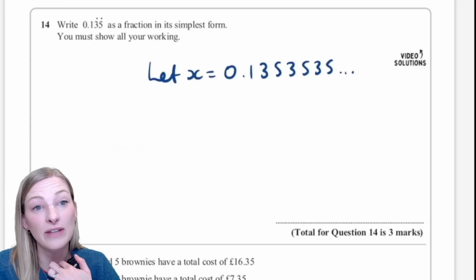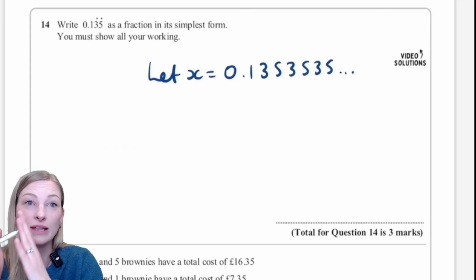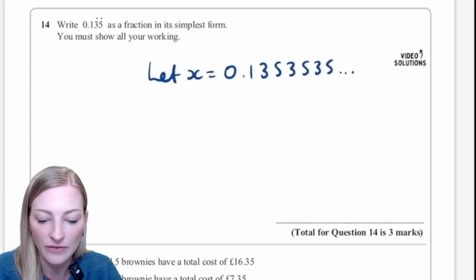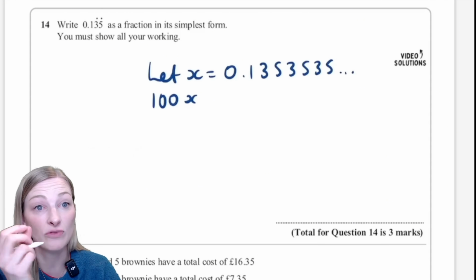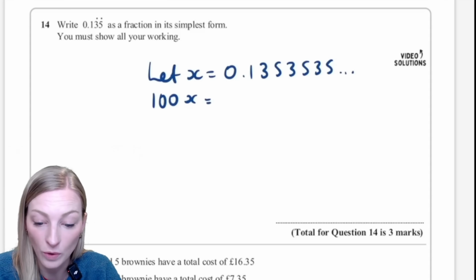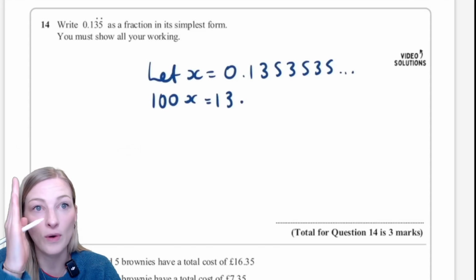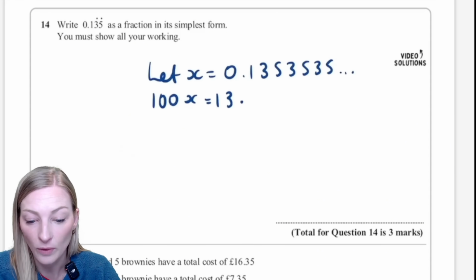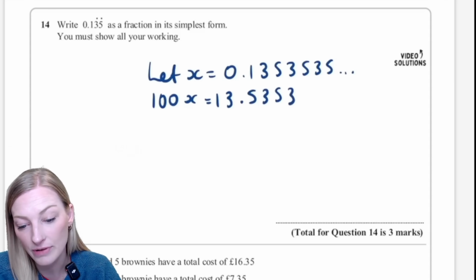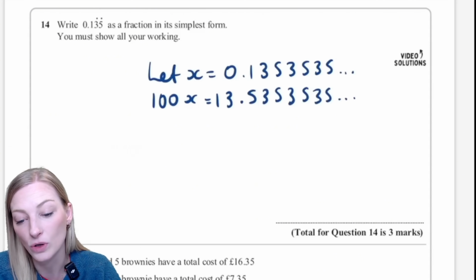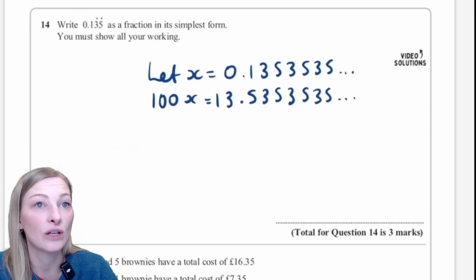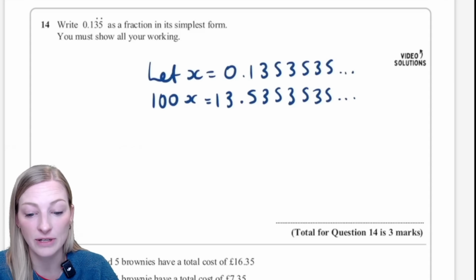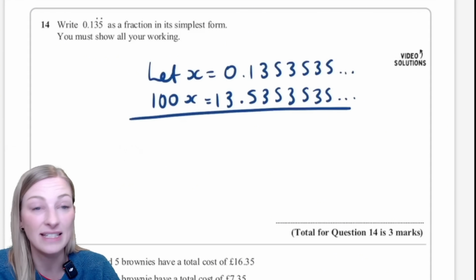I'm now going to multiply this by 100 because I want to line the 3's up back under the 3's and the 5's up back under the 5's. So if I do 100x, because there are 2 digits repeating, it's going to move it over twice and I'm going to get 13 point. I find it really helpful to line that up, so make sure you do that. 13.5353535, and again I'm going to put dot, dot, dot to show that I understand that this goes on forever. You could have done 10x and 1000x, that would have been absolutely fine. I personally just like to do it this way because it's a little bit quicker.